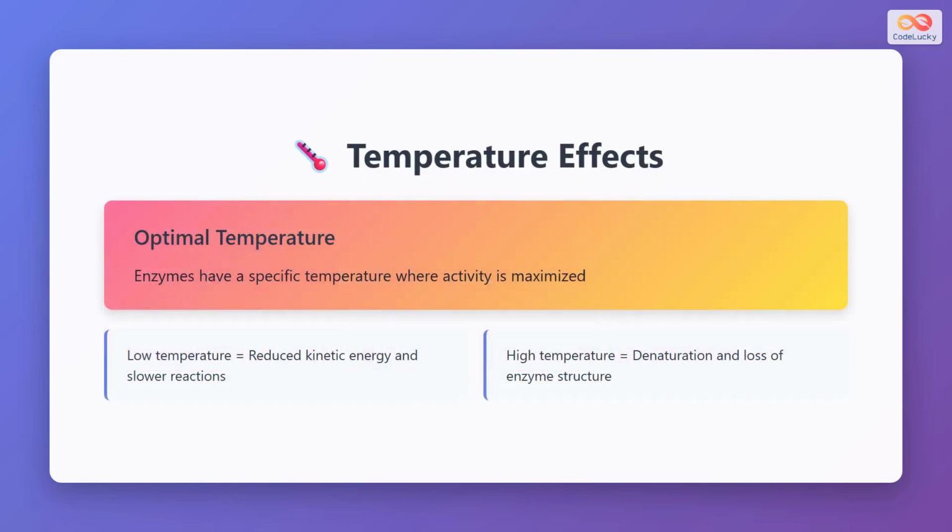Temperature has a dramatic effect on enzyme activity. Enzymes have an optimal temperature where their activity is maximized. At low temperatures, molecules move slowly, resulting in reduced kinetic energy and fewer collisions between enzymes and substrates. This slows down the reaction rate significantly. At high temperatures, excessive heat energy causes enzymes to denature, meaning the protein structure unfolds and loses its functional shape. Once denatured, enzymes can no longer bind substrates effectively, and activity is permanently lost.